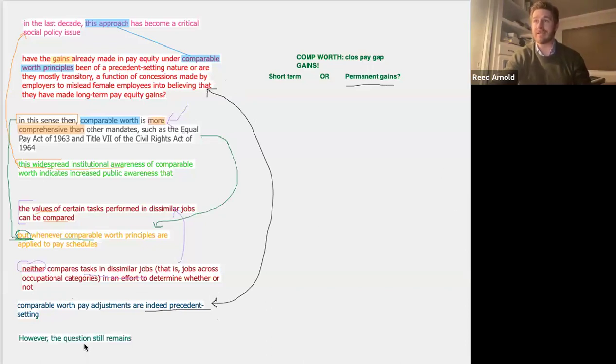However, the question still remains. That's a short little clause that actually might be the thing that leads into this question. The question still remains: have the gains already made under comparable worth principles been of a precedent set, right? This could be the introduction of the question. And then we get the answer to the question, that they are precedent setting. That's my guess right now. I accidentally kept that capitalized. I meant to not capitalize anything. Oh well.